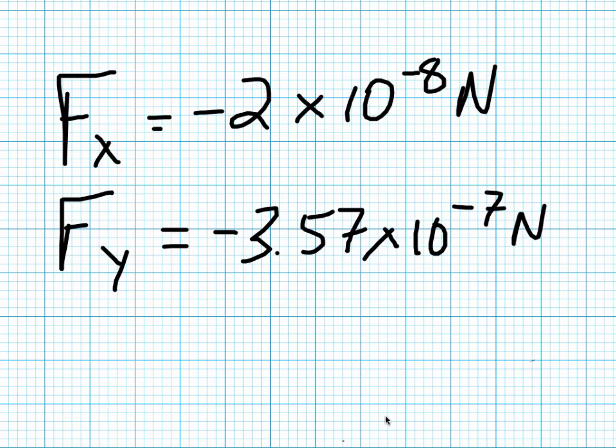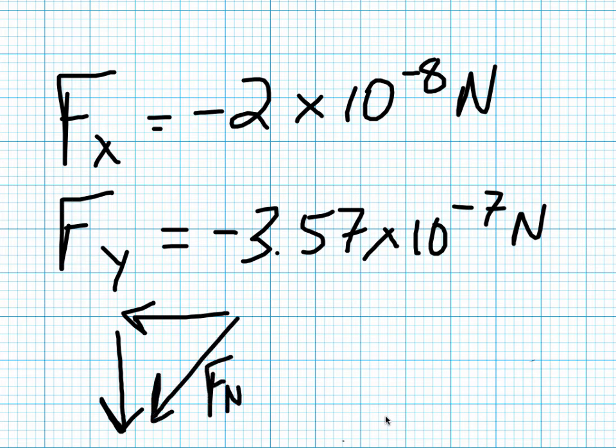So here are your leftover forces: negative 2 times 10 to the negative 8th in the x direction, and negative 3.57 times 10 to the negative 7th in the y direction, meaning you have a force in the negative x and negative y left over. So your net force must be down and to the left.